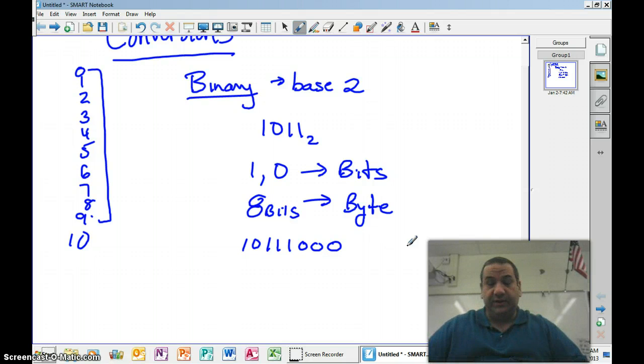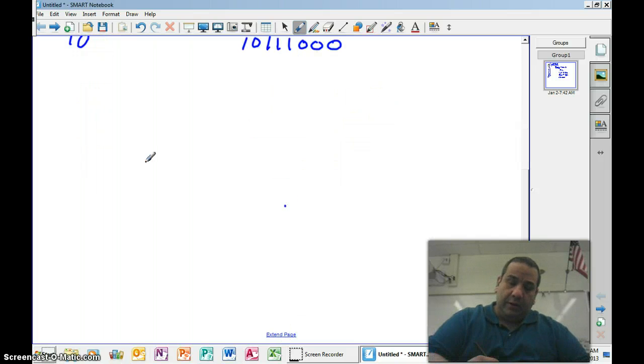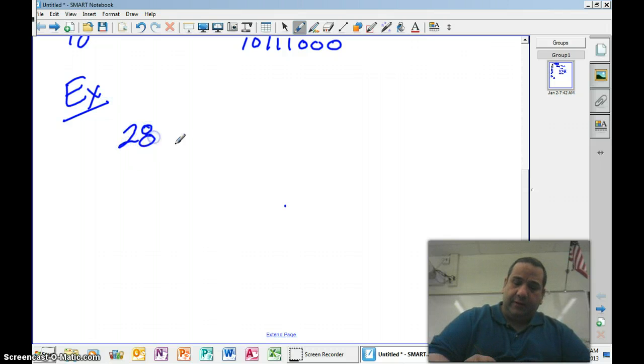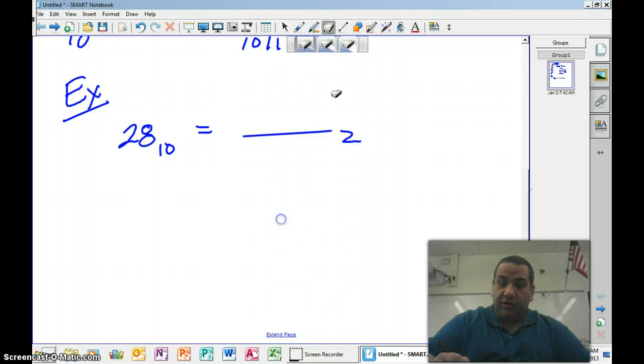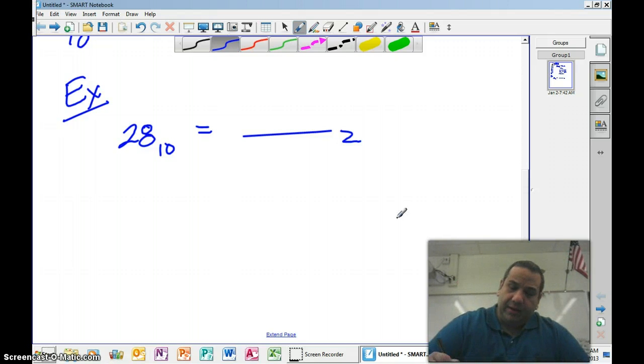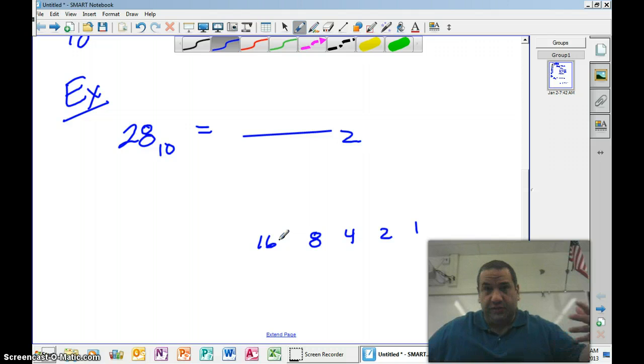Now there's conversions, and we can convert our base 10 to binary and vice versa. So take a look. If I give you an example here of, let's say, 28 in base 10, and I want to know what it is in binary. Well, what we're going to do is use something called the Marashio table. The Marashio table has been around for years. All it is is a table that starts with 1 and doubles every time. So here's the table. 1, 2, 4, 8, 16. I would go 32, 64, etc.